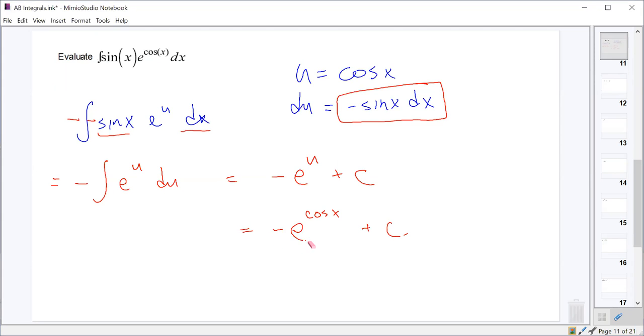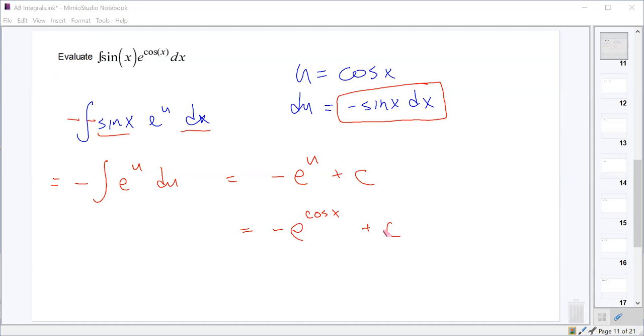Couldn't you have done the chain rule? Because the derivative of e to the cosine x would be negative sine times e to the cosine x. Yes, that's effectively what we are doing. We are doing the chain rule, just in reverse, by building in that substitution. So that's exactly what this is. When you do this u substitution, you're doing the chain rule in reverse.